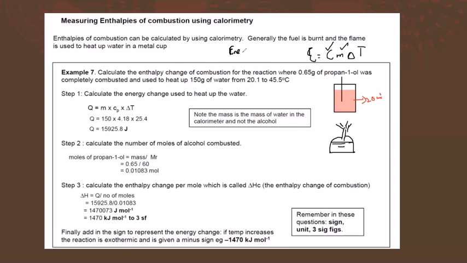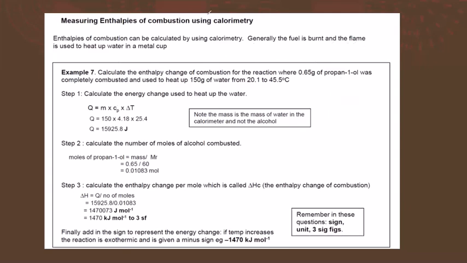So we are burning the fuel, so energy divided by mole. From the mass of the fuel, we can get the moles of the fuel, and energy divided by moles of the fuel gives us the enthalpy change for combustion. So, an example.